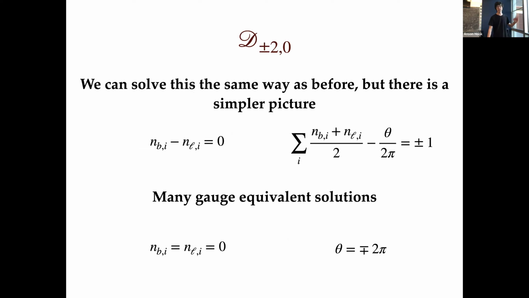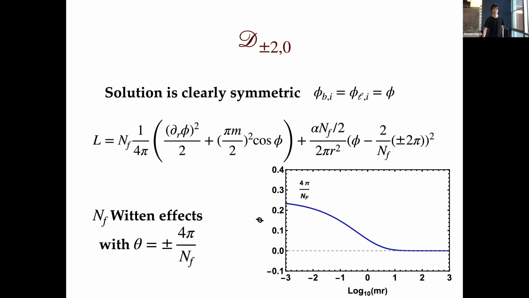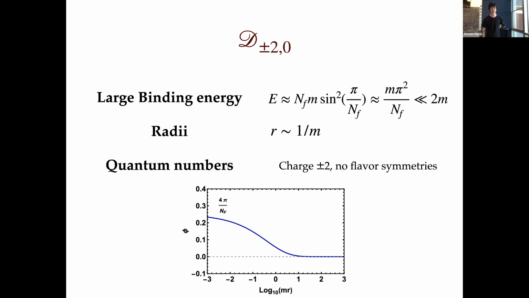The easy way to solve this is just to set theta equals 2 pi plus or minus 2 pi and say that there is no baryon or lepton number and solve for a solution. As I mentioned before, this is just NF Witten effects of theta with plus or minus 4 pi over NF. That's an example of the solution here. And so this is a bound state. It's the Dion of the theory. It has charge 2. It has no flavor symmetries, but it does have magnetic charge. So this is an object you'd call the Dion: charge 2, no flavor, magnetic charge 1.